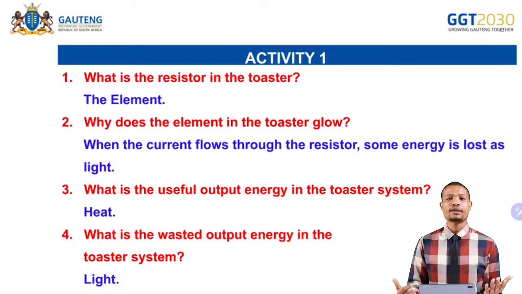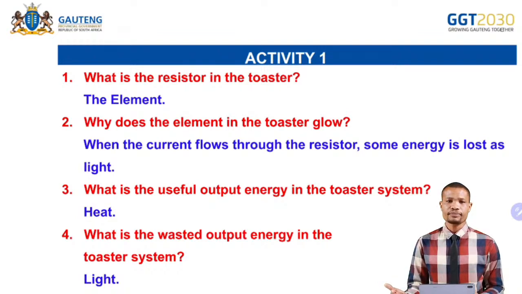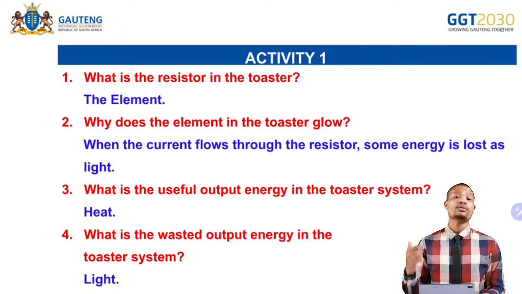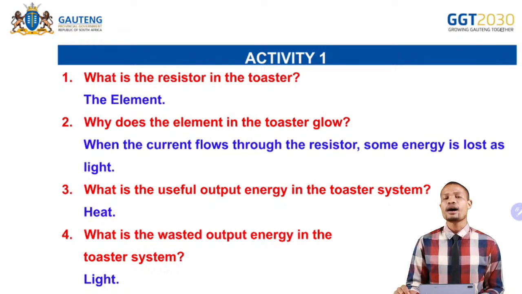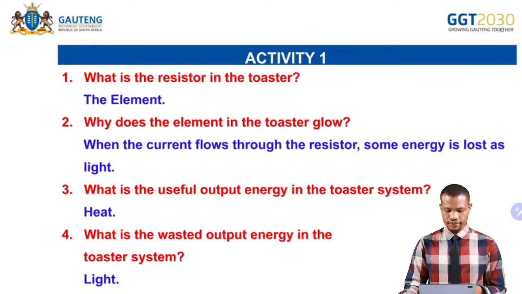So, can you see the difference here with the toaster and the light bulb? In the case of the light bulb, light energy was our useful energy transfer. And useful energy output, sorry, was light. Heat was what? The wasted energy output. But in the case of a toaster, we don't really need light energy. So it's our what? Our wasted energy output. And heat in this instance is our useful energy output because we transfer that heat to the bread and then it gets toasted nicely. Okay?